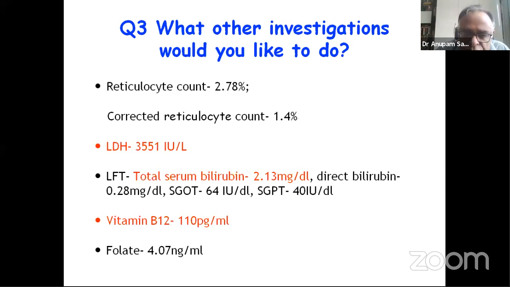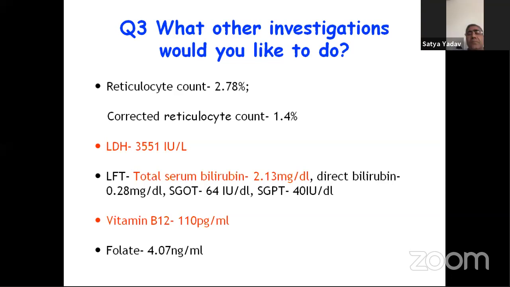Okay, the retic count was 2.78. Corrected retic count was 1.4%. As you said, LDH was high, 3,551. Total serum bilirubin was 2.13 milligrams with indirect hyperbilirubinemia. SGOT and SGPT were normal. B12 was 110 picograms per ml. Folate was 4.07 nanograms per ml. Would you still like to do a marrow with this kind of a picture?